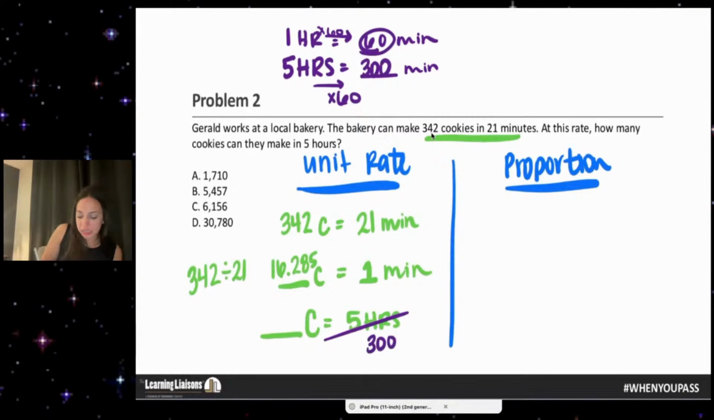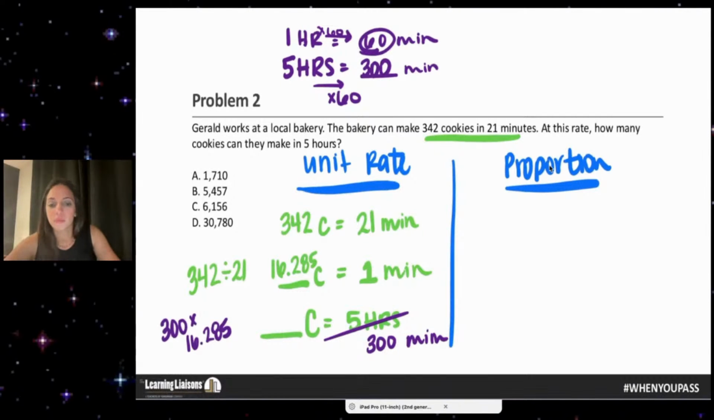So how many cookies can they make in 300 minutes? Well, if they can make 16.285 cookies in 1 minute, then I can just multiply the 300 times that 16.285 to figure out how many cookies they can make in 300 minutes. So 300 times 16.285 equals 4,885.5 cookies.